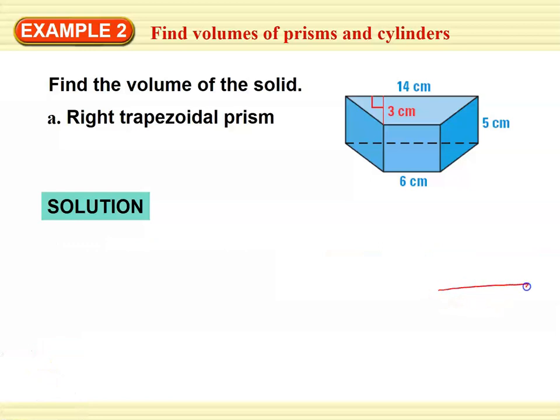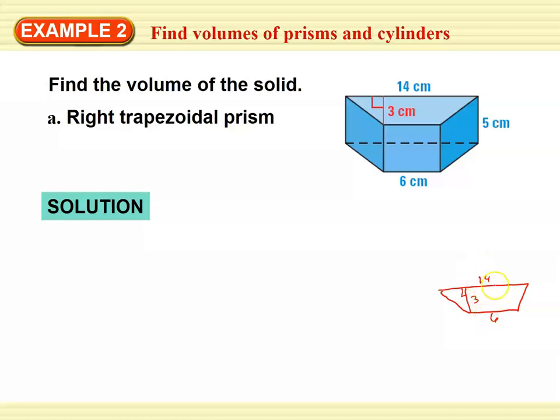Okay, so here's that trapezoid that's on the top and on the bottom. The height of the trapezoid is 3. Again, pay attention to what types of heights you're talking about, right? The 3 is the height of the trapezoid. It's not the height of the prism, it's just the height of the trapezoid.